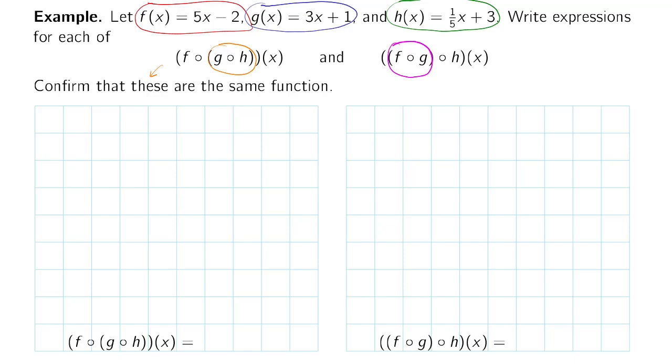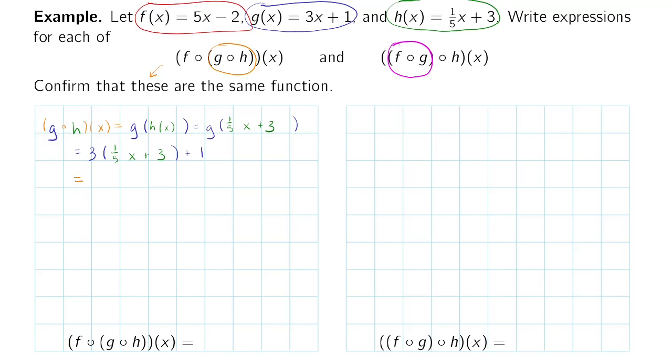So on the left, I'm going to start by taking g composed with h. So g composed with h of x, that means I'm going to take g and I'm going to apply it to h of x. In other words, I'm going to take g and apply it to 1/5 x plus 3. Now g is the function where I take 3 times the input plus 1. And in this case, the input is 1/5 x plus 3.